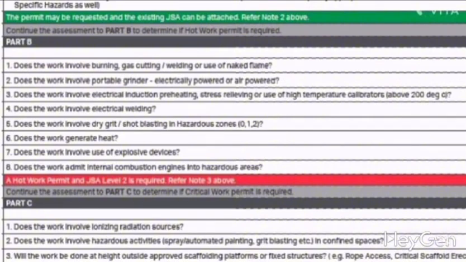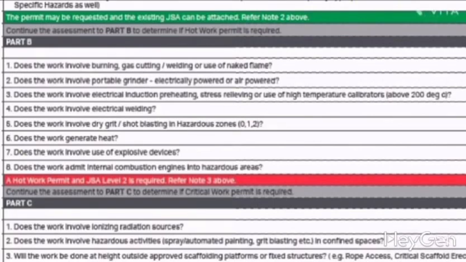Next, we have: does the work involve electric welding? Check if work involves dry grit or shot blasting in hazardous zones. Identify zone 1, 2 or 0. Does it generate heat or use explosives? Are combustion engines used in hazardous areas? Will your work generate heat or not? The work involves the use of equipment and internal combustion engines in the area.